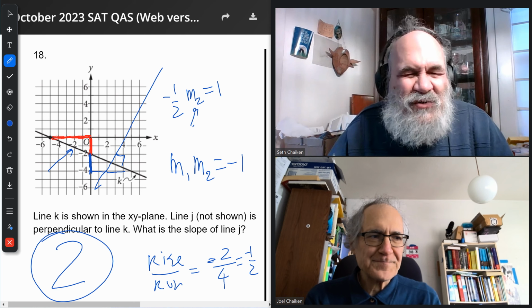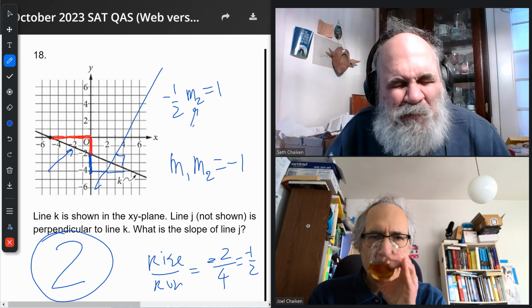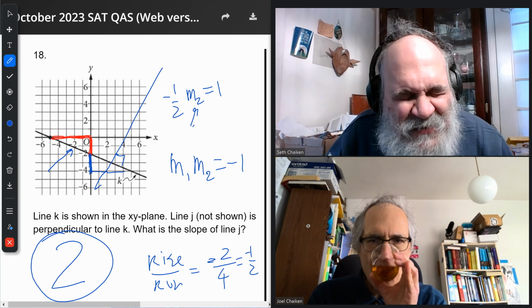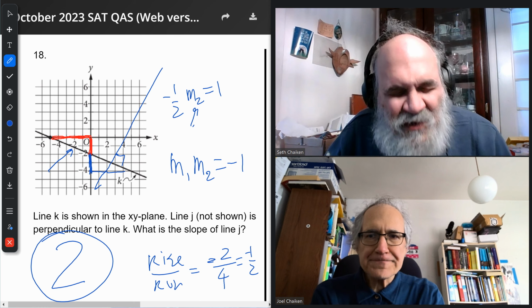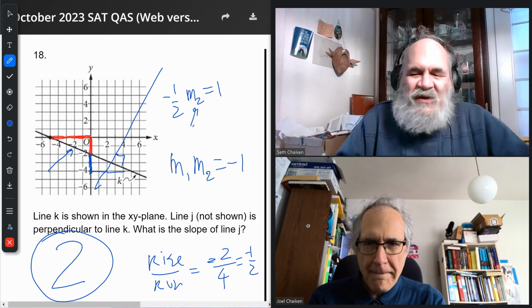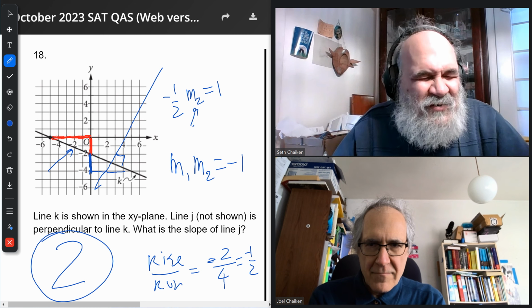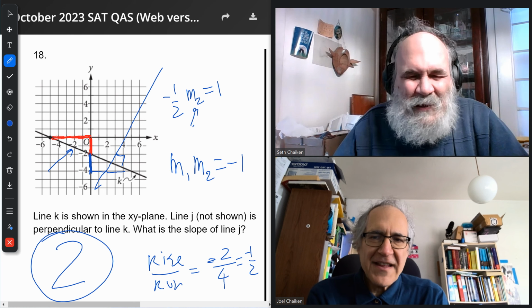So you solve the problem by applying a couple of facts. The key fact is that when lines are perpendicular, their slopes are negative reciprocals of one another. Right. Yeah, you need to know that. You need to know that to do the problem.